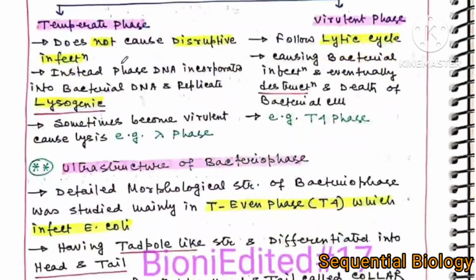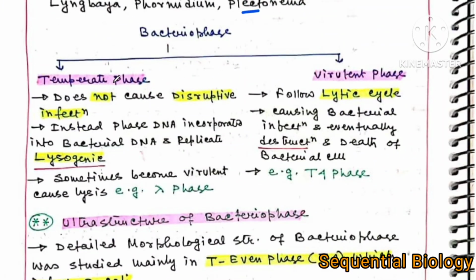Bacteriophages are usually of two types, the temperate phage and the virulent phage. The temperate phage does not cause disruptive infection, but the virulent phage follows the lytic cycle. In the temperate phage, instead, the phage DNA is incorporated into bacterial DNA and replicates, so they are lysogenic phages. The temperate phages are lysogenic phages.